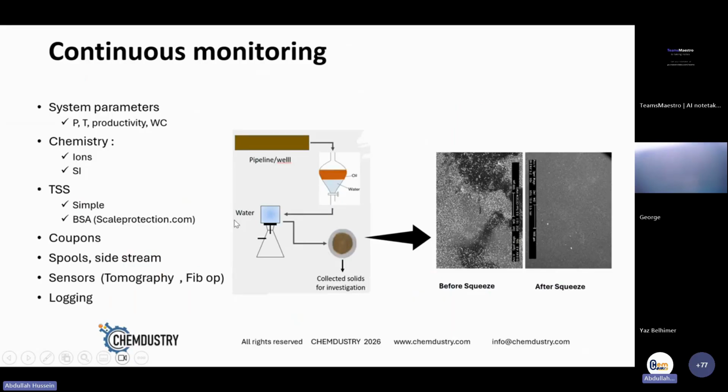After you apply the mitigation, you have to monitor your system, and that can be done in many ways: watching the system parameters, such as the pressure, the temperature, the productivity, and the water cut, and watching the water chemistry as well, so the ions concentration and the scale inhibitor concentration. You can run the total suspended solids test, which is a very effective method of monitoring the scale. It can be done in a simple way or in a slightly more advanced way, by taking the filters after you do the test and running some SEM analysis on them to see what shape of crystals are there. Are they actively forming or already modified because of the chemical? You can also use coupons, spools, and side streams. These are really effective real-time methods to watch scale formation, or you can use sensors and well logging data.